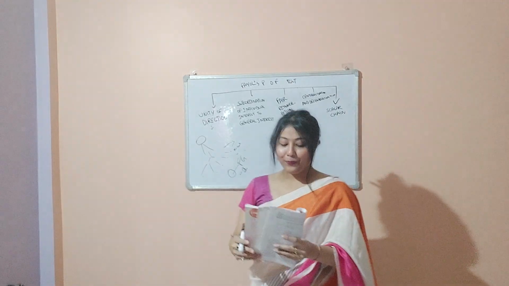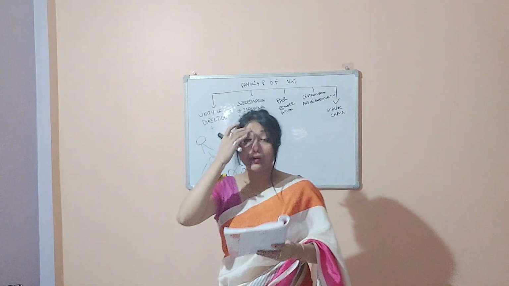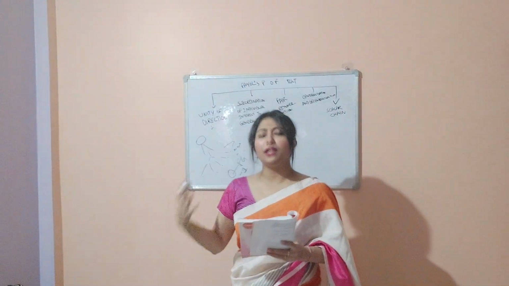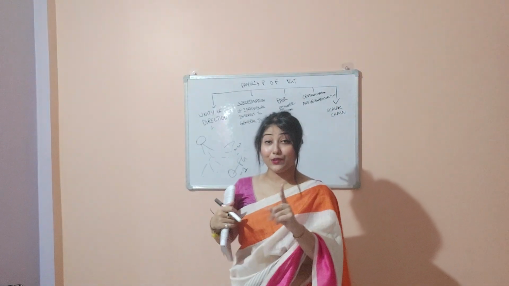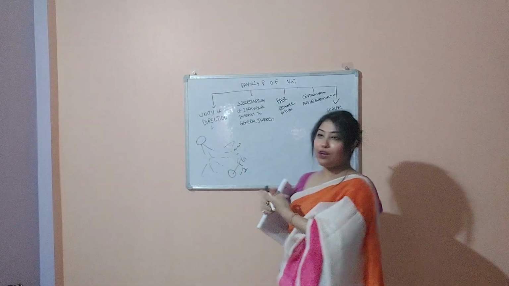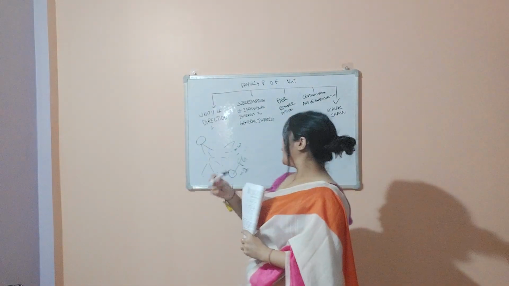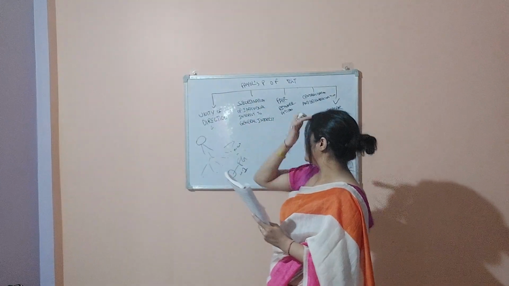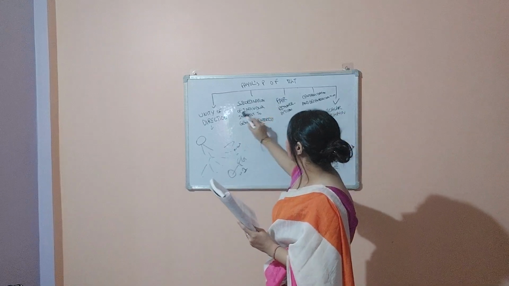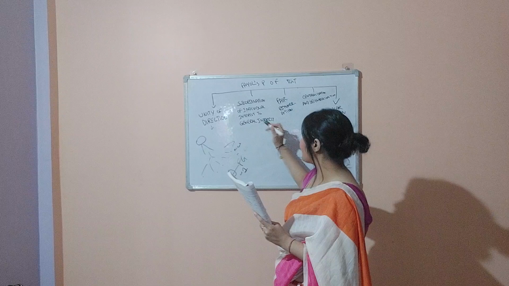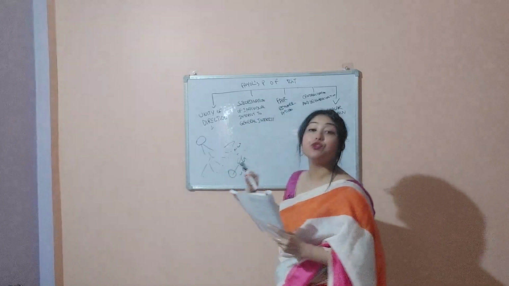You got it now? Now the second part is subordination of individual interest to general interest. What do you mean by individual interest? That means single interest. What do you mean by general interest? That means common interest. So here the goal is subordination, that means a shift from individual interest to general interest.